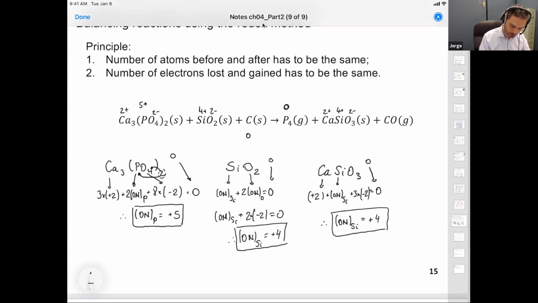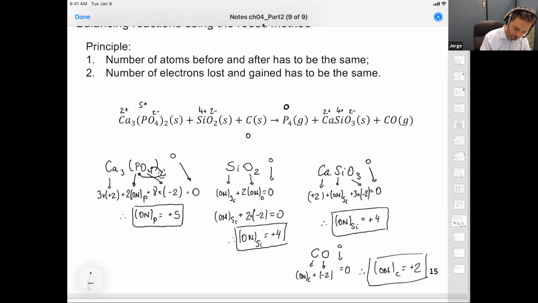And finally, carbon monoxide. Very simple here. The sum is equal to 0. We don't know the oxidation number of carbon, and we know that oxygen is minus 2. There is only one oxygen. Therefore, the oxidation number for carbon is plus 2 in the carbon monoxide. So let me write here 2 plus, and oxygen is 2 minus.